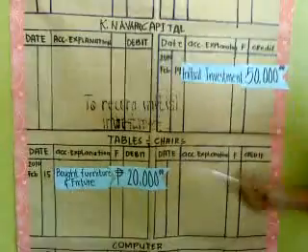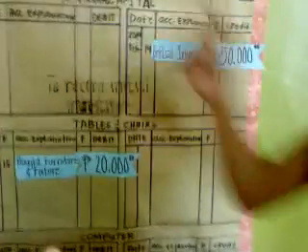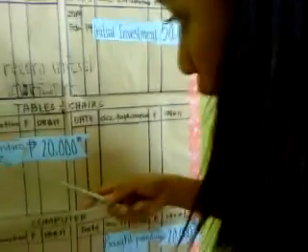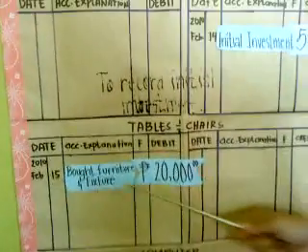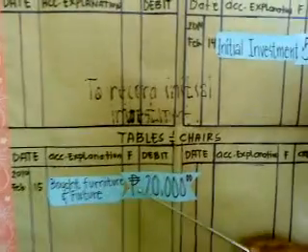So next will be the tables and shares. So we will put this in the debit. The date is 2010 February 15, both furniture and fixture. So it is a debit, 20,000 pesos.